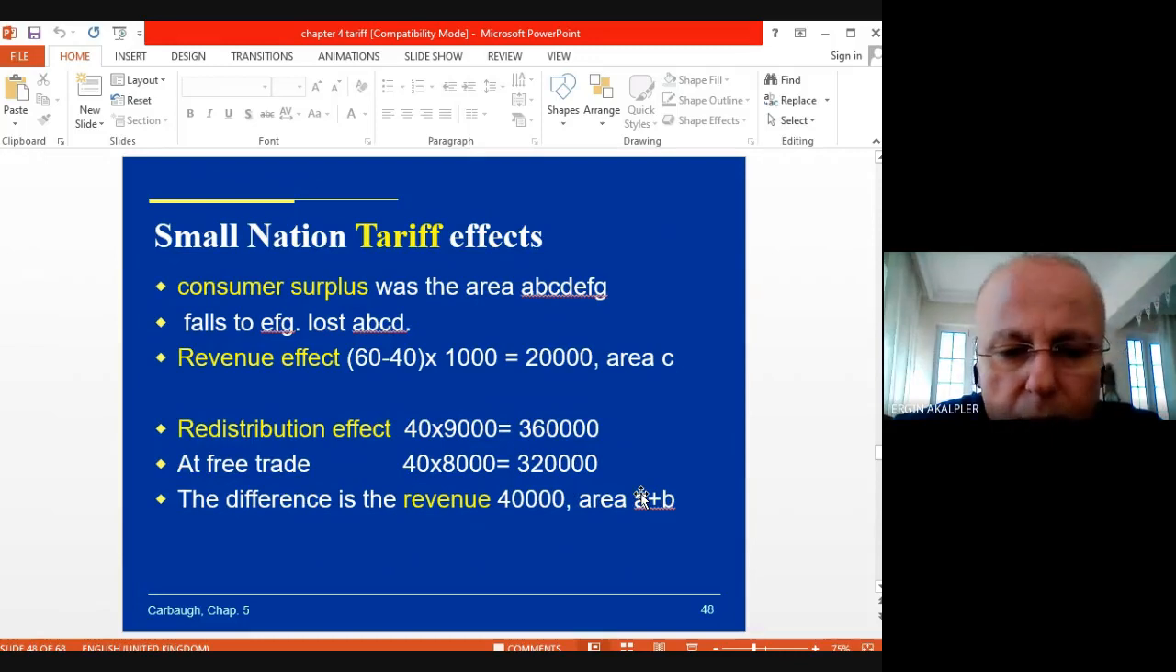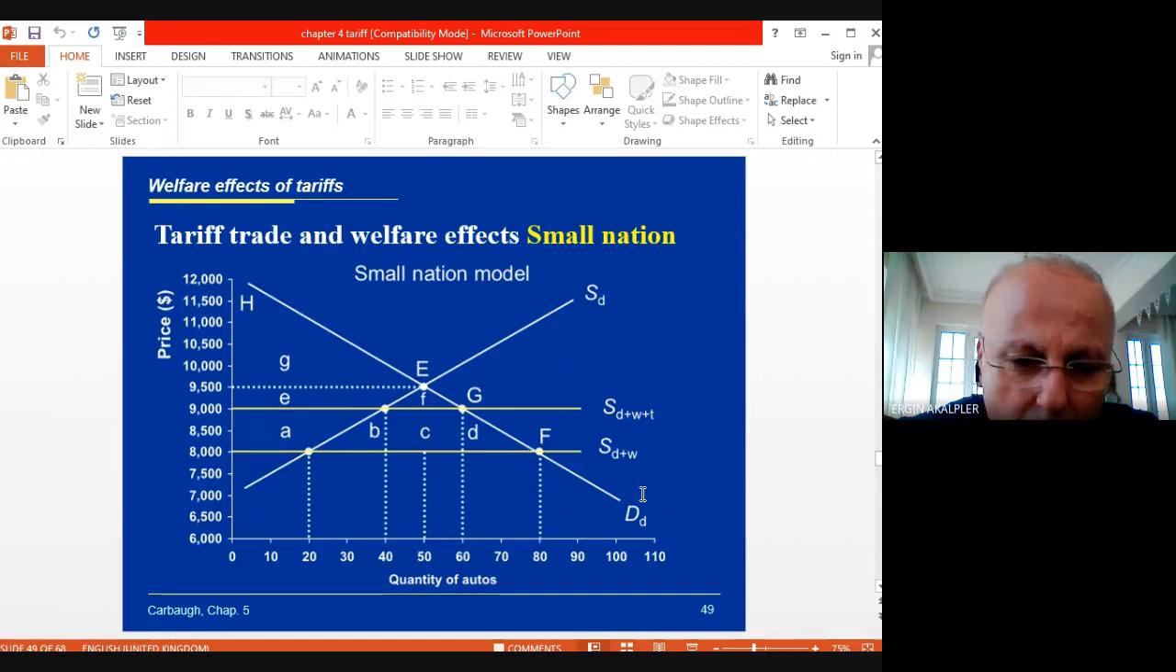And the redistribution effect, 40,000 times 9,000 is equal to 360,000, and at free trade it is 40,000 times 8,000, which is equal to 320,000. Then the difference between these two is the revenue, which is illustrated with A and B, as you are observing here. Then this will, of course, be a redistribution effect to the government and to the economy.